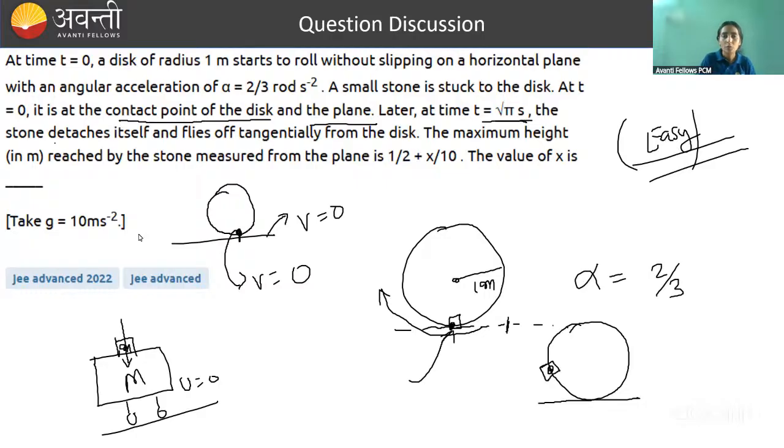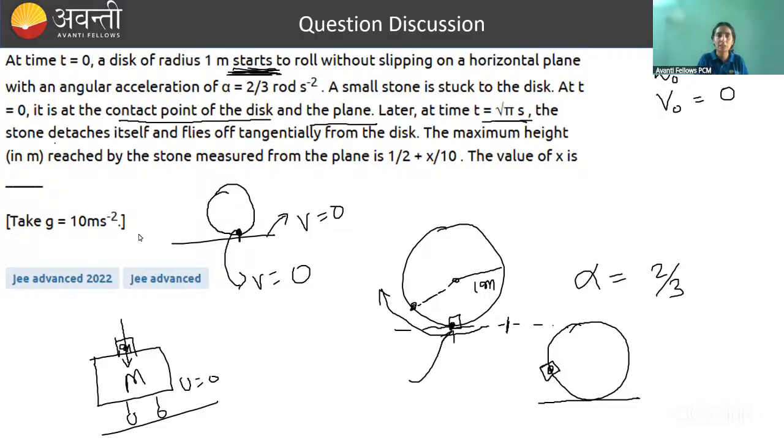Okay. So we need to check where the particle will come. I mean, how much arc or how much angle the disk has traveled in time root under pi second. If you want to calculate distance, you can easily do it. In the question, it is said that at time t equal to 0, the disk of radius 1 starts to roll. What is the meaning of starts to roll? It has a simple meaning. Initial omega is 0, and initial velocity also is what? 0. So initially everything is 0.